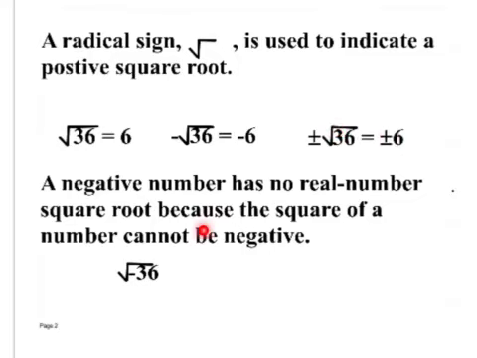Now this right here says a negative number has no real number square root, because the square of a number cannot be negative. To get a negative when squaring, you can't do that, because it takes a positive times a negative to get a negative number, right? So how can they be equal if one of them is positive and one is negative? They're not equal, so it's not possible. So when you see something like the square root of negative 36, the answer is no real number, because there's not a number that will give you the square root of negative 36.